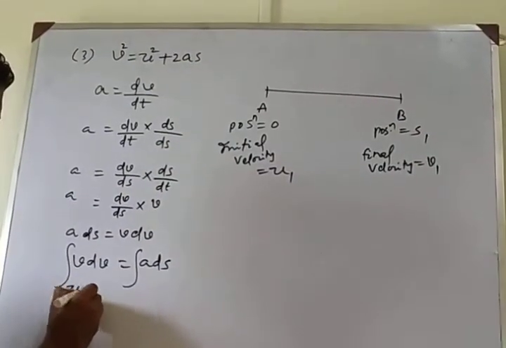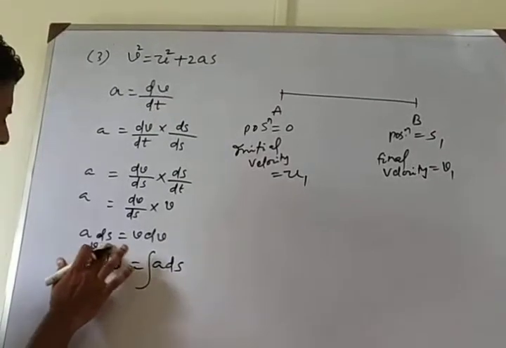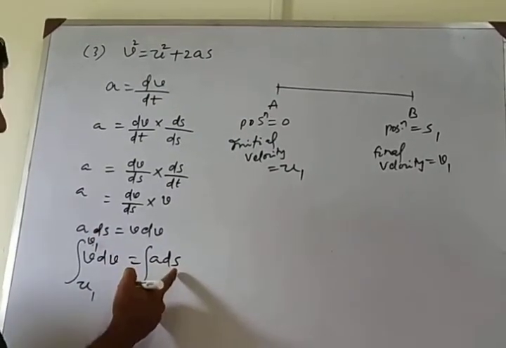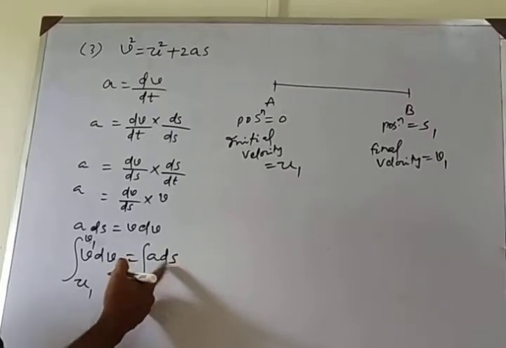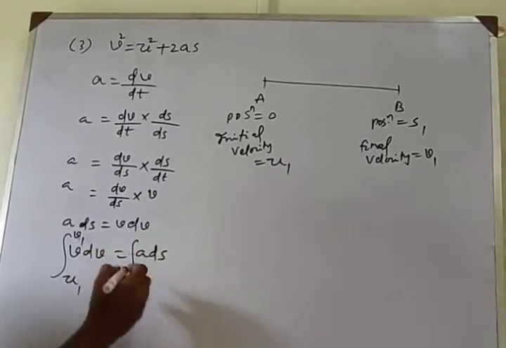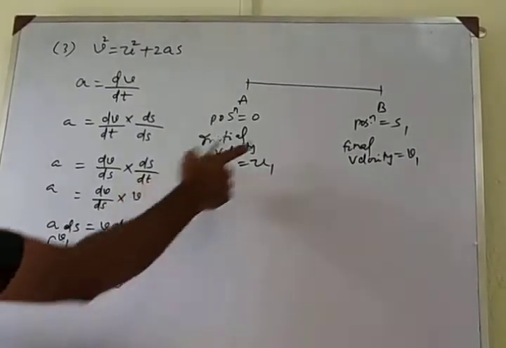The lower limit of velocity is u1. The upper limit of velocity is v1. Similarly, a is constant here, acceleration, and ds is the change in position. To change the velocity from u1 to v1, we have to change our position from 0 to s1, as shown in the figure.